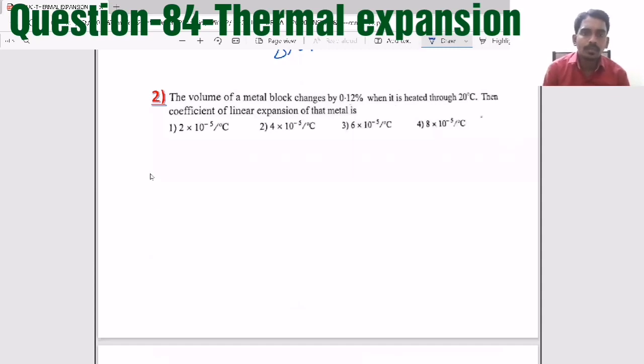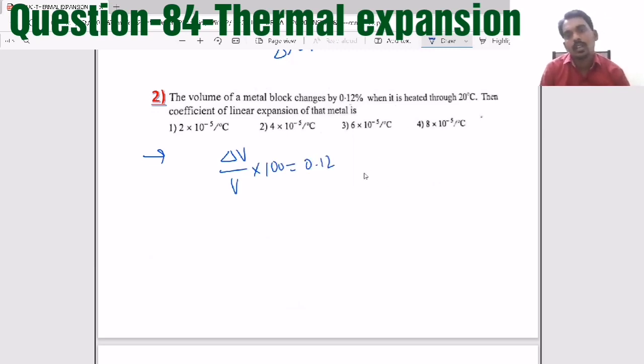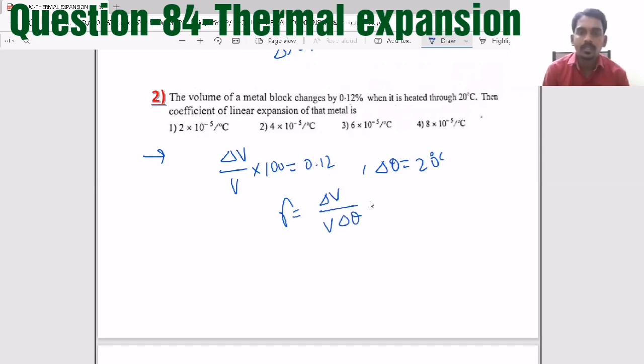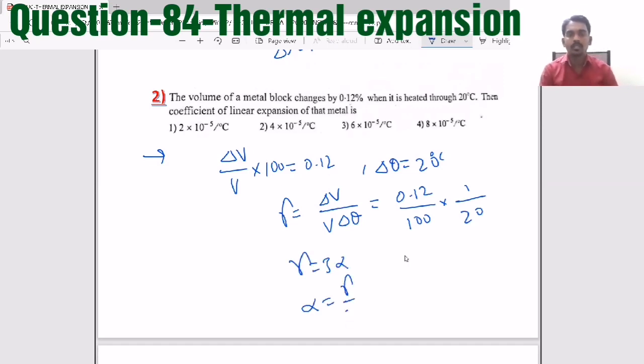So if you substitute the delta L value, alpha value, theta 1 value, then you will get the theta 2 value. Now here the volume of a metal block changes by 0.12 percent, where percentage change means change by initial into 100, and it is heated through delta theta of 20 degrees Celsius. Then find the coefficient of linear expansion of that metal. From here we can find gamma. Gamma is delta V by V into 1 by delta theta, where delta V by V is 0.12 by 100 and delta theta is 20. Then you will get gamma. But gamma equal to 3 alpha, so alpha equal to gamma by 3. They are not asking gamma, they are asking alpha, so after finding gamma, you can find alpha.